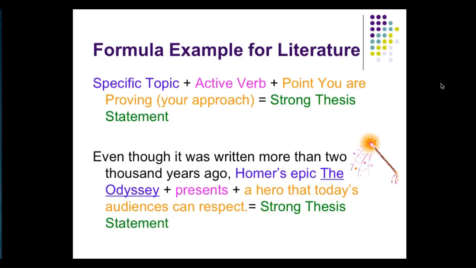So for example, if you're writing about literature, what's your specific topic? Add that to an active verb. Add that to the point you're proving. That'll give you your strong thesis statement.